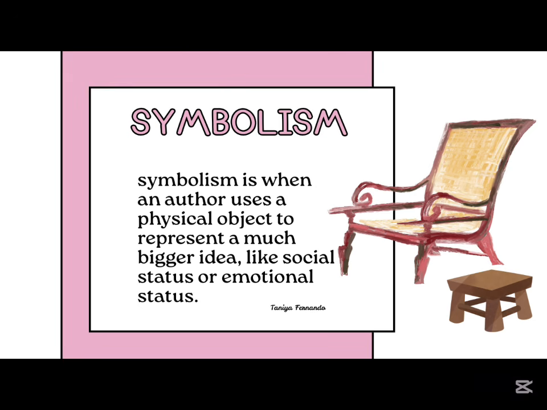The first formal literary technique you must write about in your essays is symbolism. Symbolism is when an author uses a physical object to represent a much bigger idea like social status or emotional states. In this story, furniture is a major symbol for the caste system. The author highlights this through the contrast between low stools and high chairs.